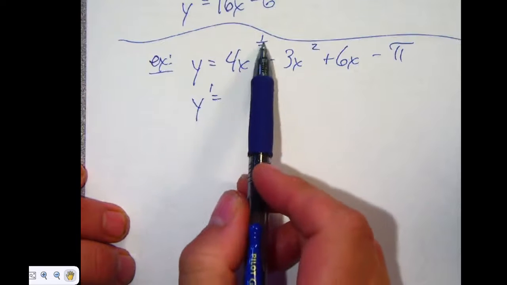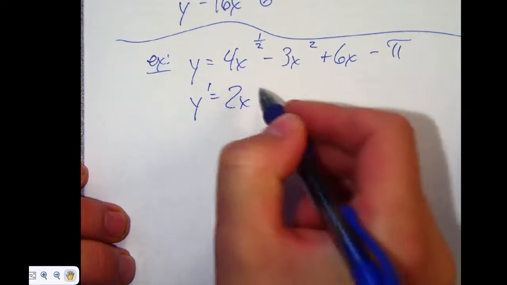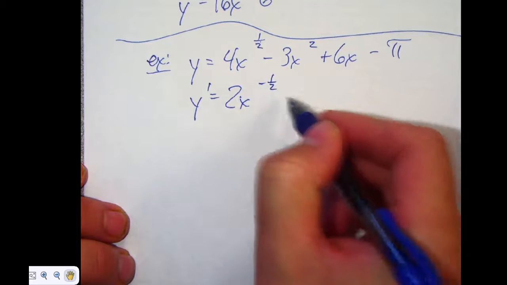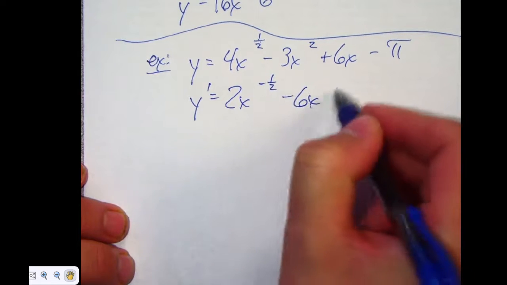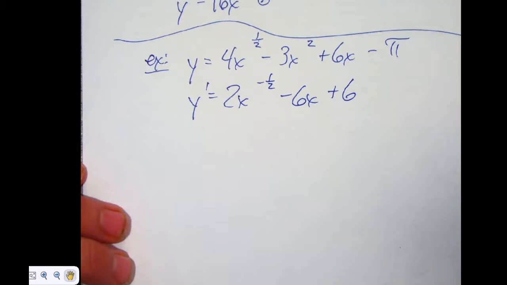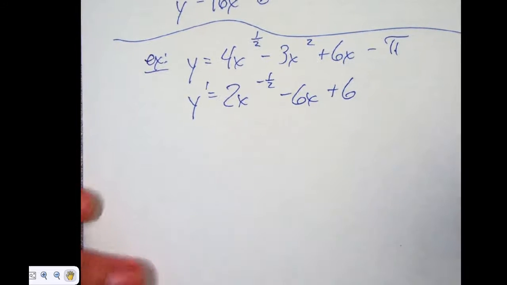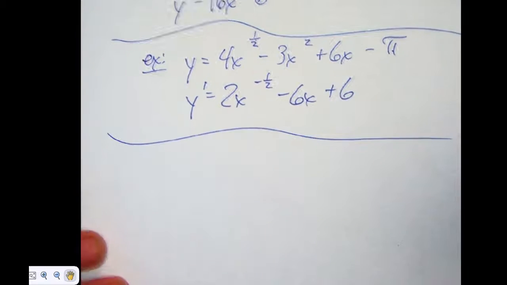So bring down the 1/2 times 4 is 2. Reduce the power by 1, so what's 1/2 minus 1? Negative a half. This would be 6x. This would be 6. And what's the derivative of pi? 0. Pi is just a number, right? I mean, it's like a fancy number, but it's just a number. So that's a horizontal line at pi, and the slope of that is 0. Questions there?